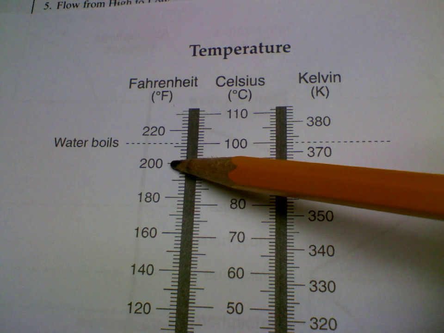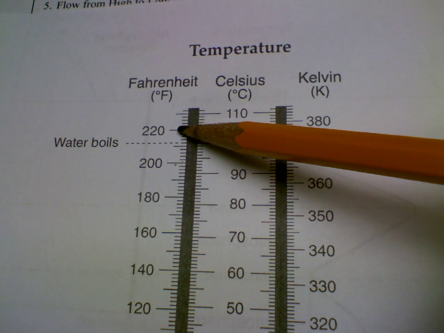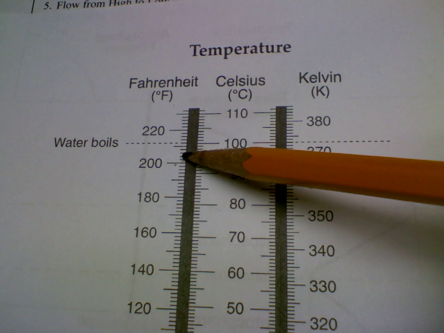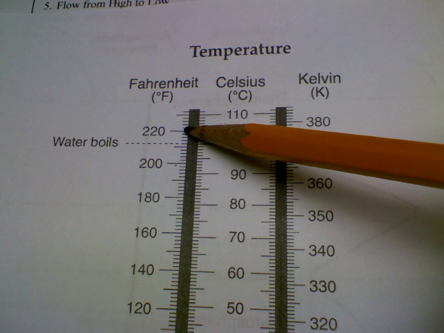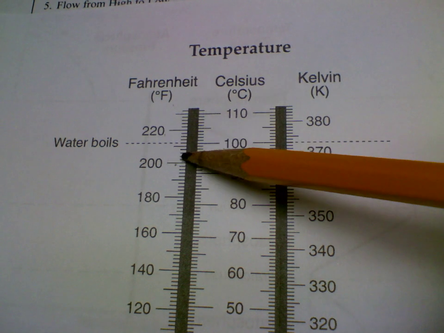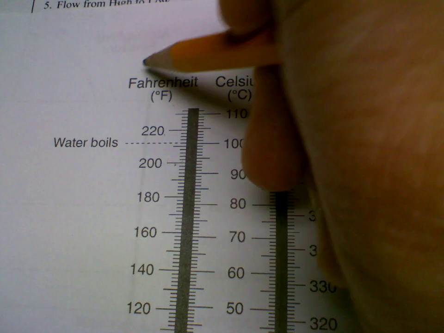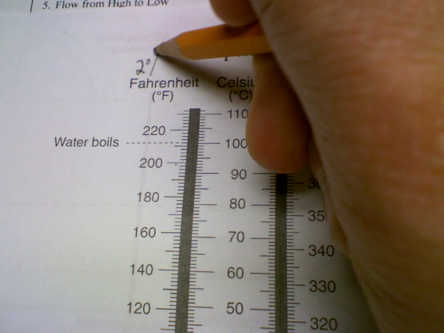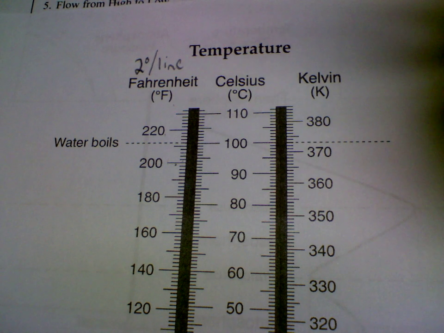Fahrenheit, I'm just going to point here to 200. See that big line sticking out? And then here's 220. If I count the lines between 200 and 220, there are 10 lines to travel from 200 to 220. So we're climbing 20 degrees divided by 10 lines. So on this scale, Fahrenheit goes up 2 degrees per line. And I want you to mark that on your reference table.